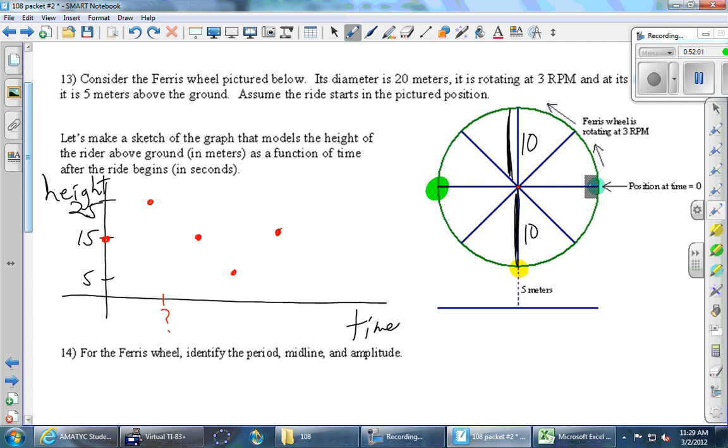Can you guys talk to your neighbors? How many seconds does it take for the rider to get from the start to the top?